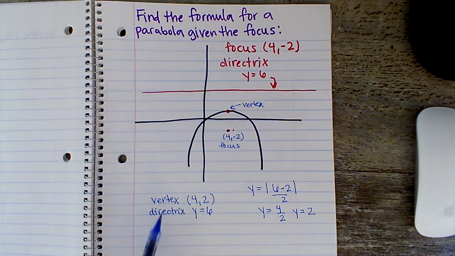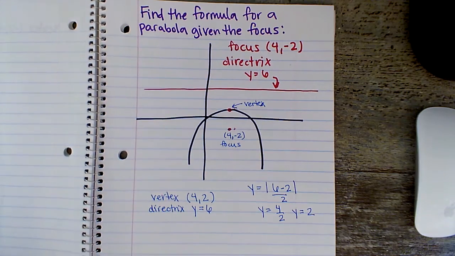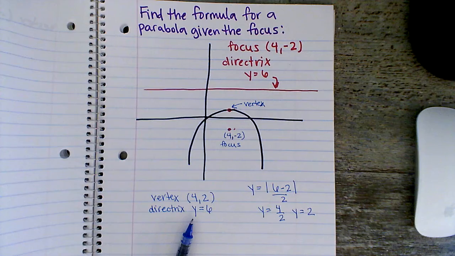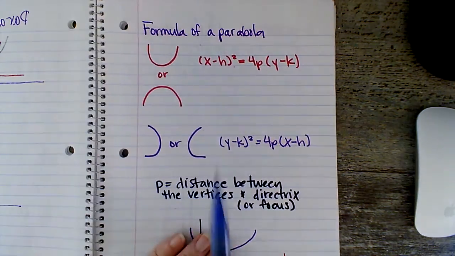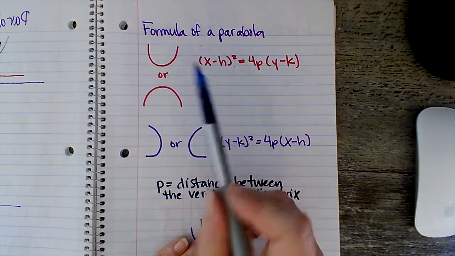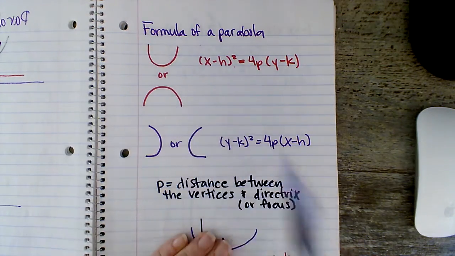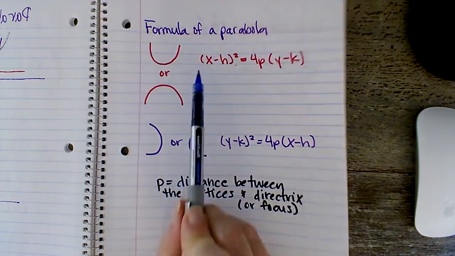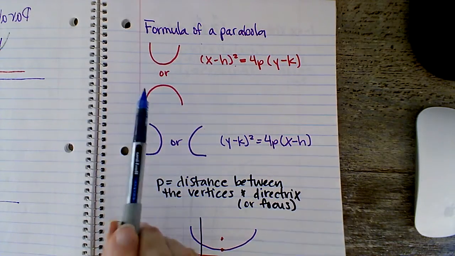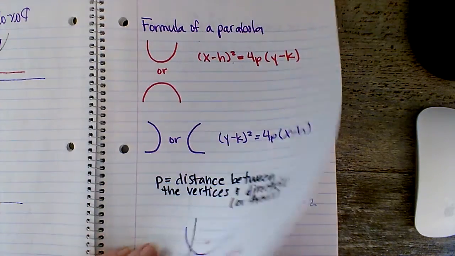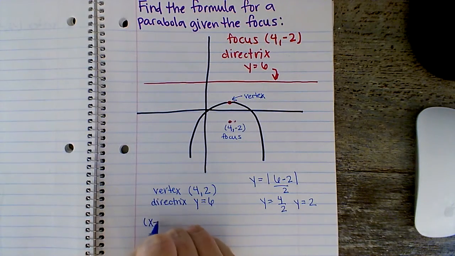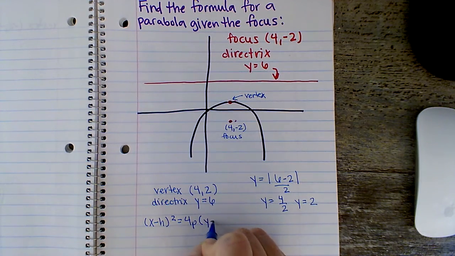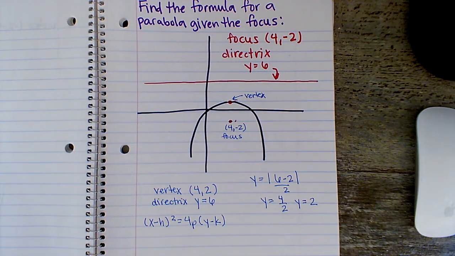And now that I have my vertex and my directrix, I can go back to my formula and say, okay, my directrix is y equals 6, so that means I go opposite day, and I put the x's first, because that means my parabola goes up or down. And you can tell just by the drawing of this parabola, it goes down, so I would use this one and not this one, because it goes down. So I'll just rewrite the formula over here. (x minus h) squared equals 4 times p times (y minus k), and remember the y is not squared.